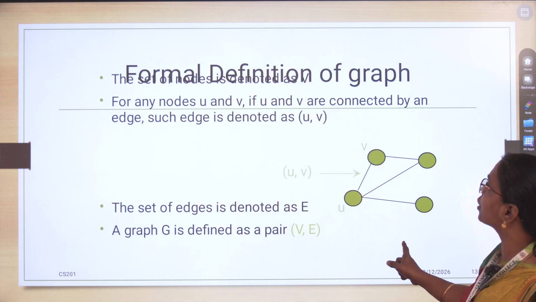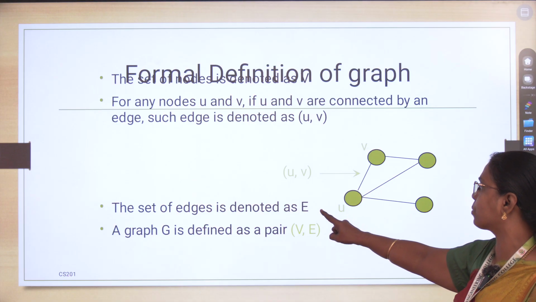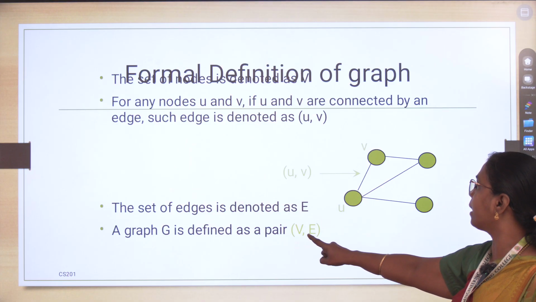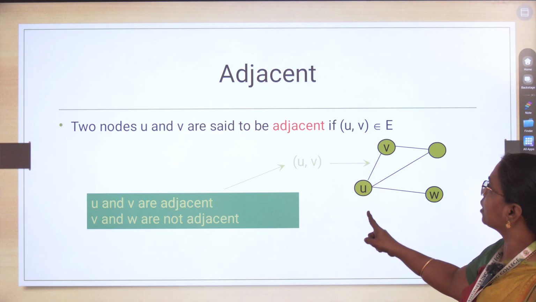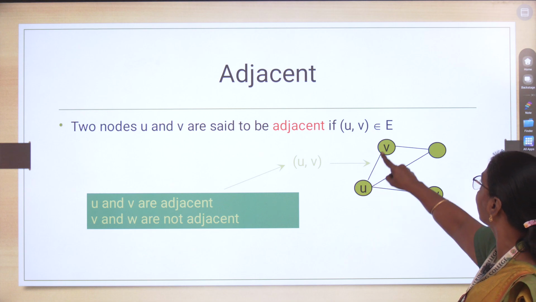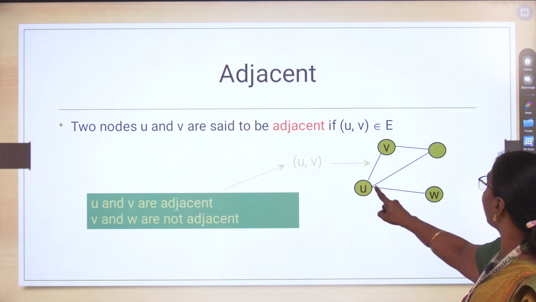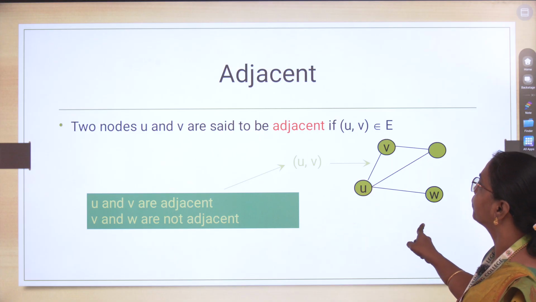Next we have the definition of the graph. We denote the set of edges with the letter E, and a graph is represented with the capital letter G, a pair of vertices V comma E. Adjacent nodes: U and V are adjacent if they are connected by an edge in the set of edges. U and V are adjacent and W is not adjacent, as in the diagram I have shown.